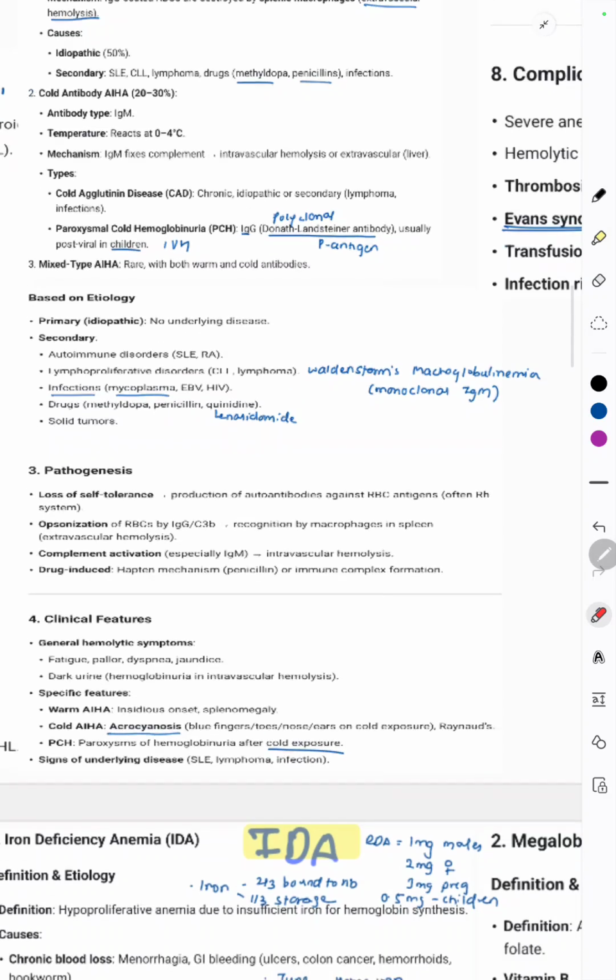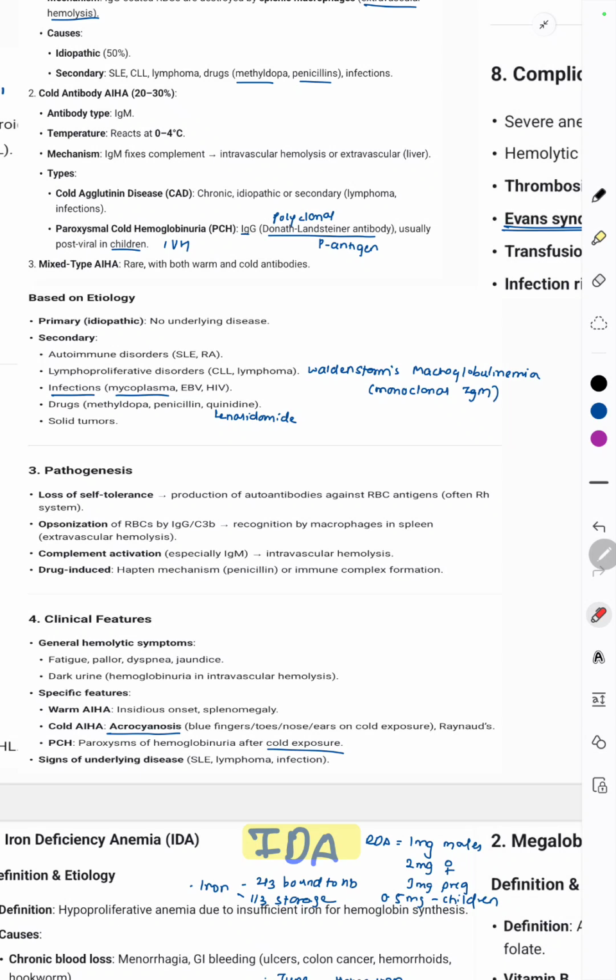The direct Coombs test will be positive. Now, based on the etiology, there can be primary idiopathic or secondary causes. Autoimmune disorders associated, say rheumatoid arthritis, or infections like mycoplasma are seen in cold AIHA. Then lymphoproliferative disorders like CLL, lymphoma, Waldenström's macroglobulinemia are seen in cold AIHA. Then drugs like methyldopa, penicillin, lenalidomide.